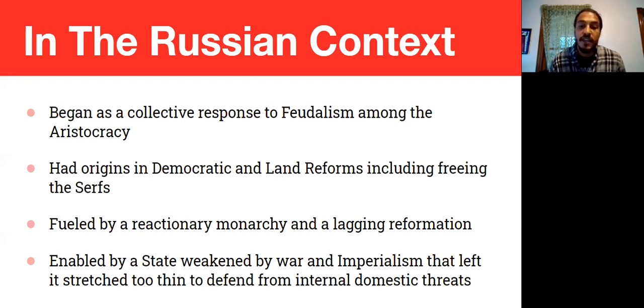All of these things they knew they needed to do as in the monarchy, but they were always a step behind. They couldn't ever quite convince themselves that what they needed to do was enough quickly enough. And by the time they actually got around to things, people had already taken another step forward and just sort of seen them as dragging behind everybody else. The reason that socialism was able to take hold in the Russian state was because it was weakened by war and imperialism that left it stretched way too thin to defend itself from internal domestic threats.